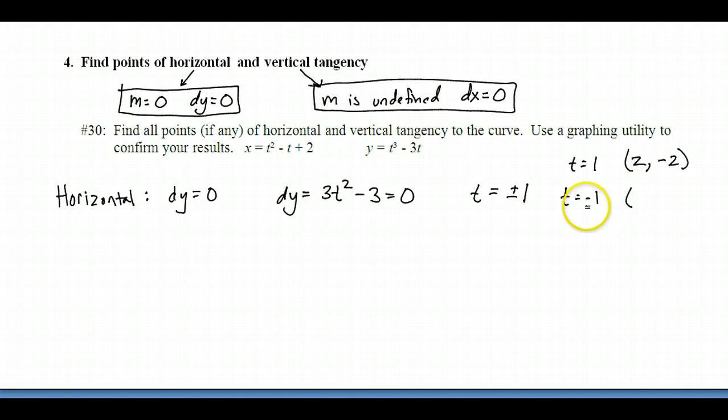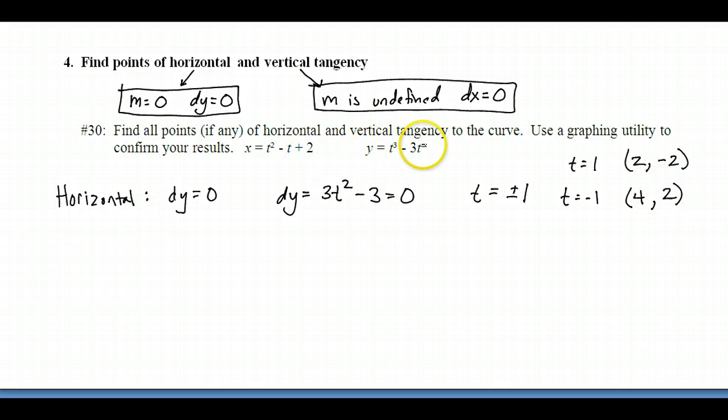When our parameter is negative 1, plug in negative 1, we have 1, minus a negative 1 is 2, plus 2 will give us 4. Plug in a negative 1 cubed is negative 1, minus 3 times a negative 1, so that will end up being a plus 3. So we have negative 1 plus 3, that will give us 2. So at these 2 points, we have a horizontal tangent.